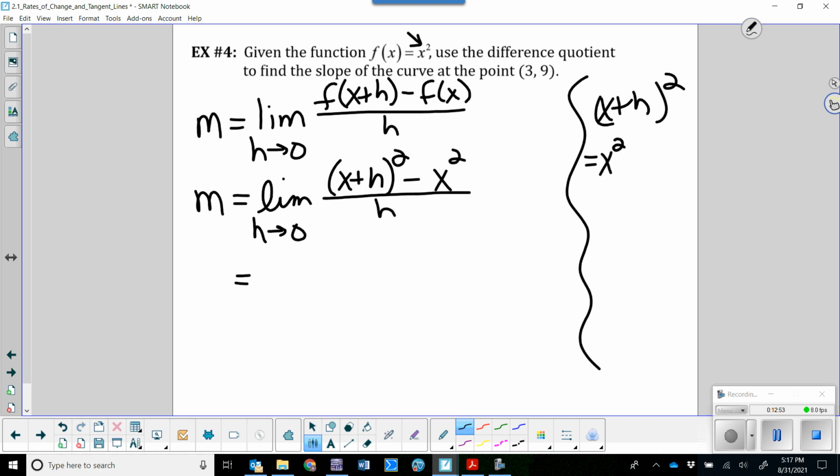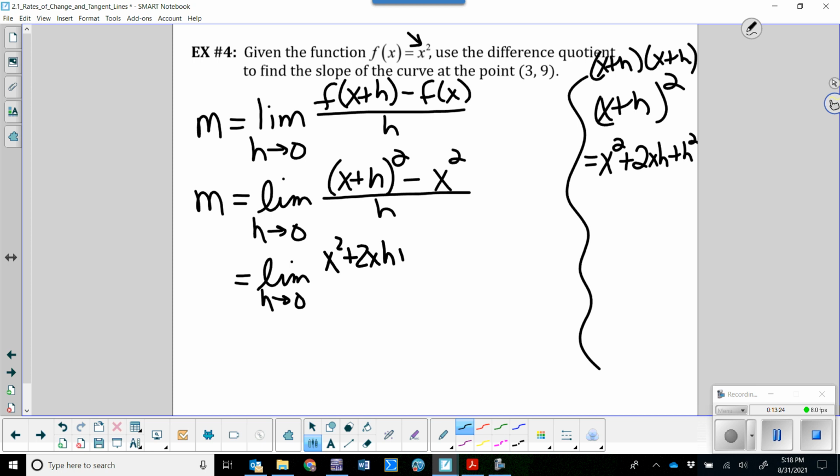So I'm going to get x squared plus 2xh plus h squared. Remember, you're squaring a binomial. If you can't do that without writing it, then you write out x plus h times x plus h. And now you can distribute and do all that, and you'll get that written down. So I'm going to come back over here, and I'm going to fill in what happens when you square x plus h. So you get x squared plus 2xh plus h squared, and then minus the x squared, that's this part, just coming down here, all over h.